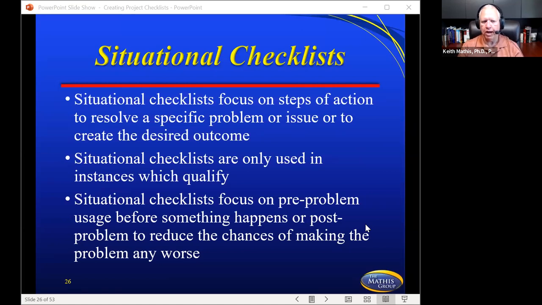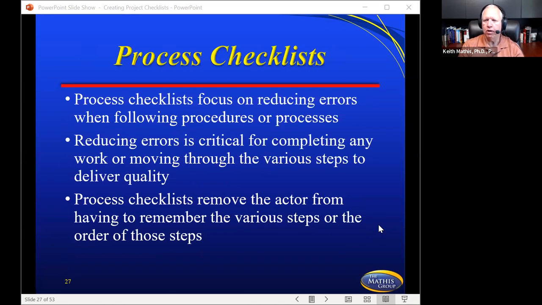Situational checklists focus on steps of action to resolve a specific problem or issue or create the desired outcome. Situational checklists are only used in instances which qualify. And so situational checklists mean if this happens, this is what we do. So most pilots probably don't spend a lot of time looking at checklists for landing an airplane in the water, because in many cases they might practice it. They might do it in the simulator, but they're not looking at the water landing every time they take off from one airport to fly to another airport. Why? Because it's only for those situations. Situational checklists focus on pre-problem usage before something happens, or post-problem to reduce the chances of making the problem any worse. And so you'll see those particular things happen. So situational checklists are those things that say what steps of action do we take when this crisis event or problem event happens.